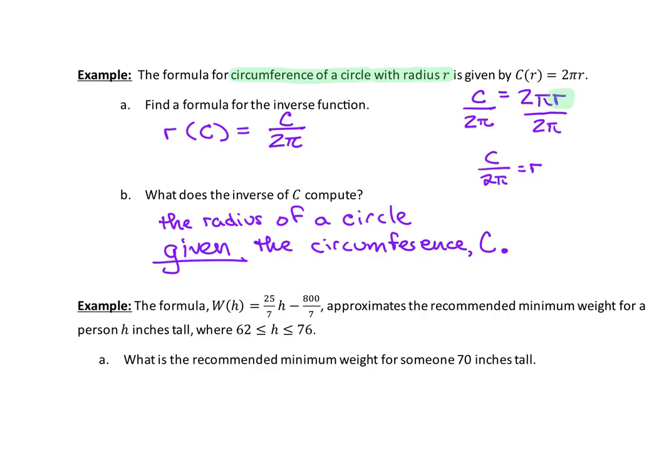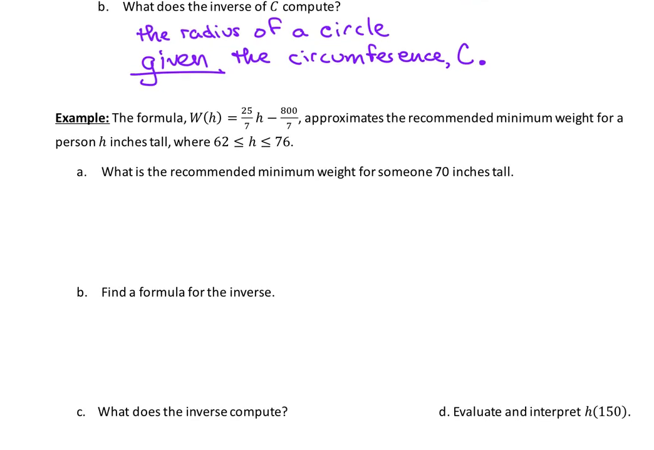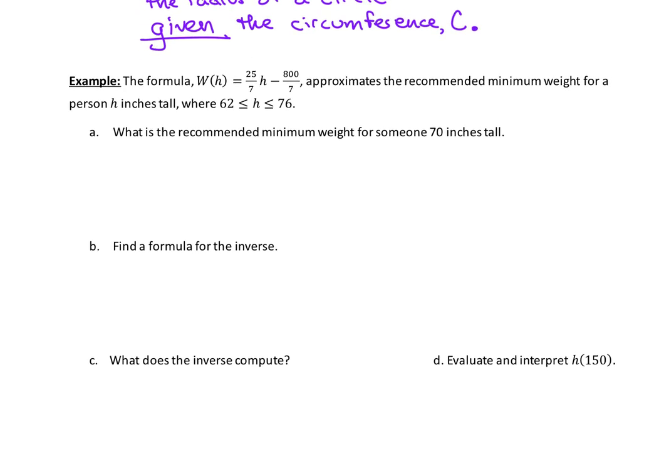All right, let's go ahead and look at one more example that's a little bit more complicated. The second example we have is going to be this one. All right, it says the formula W of H approximates the recommended minimum weight for a person H inches tall. And we do have some domain restrictions. This is for H between 62 and 76.